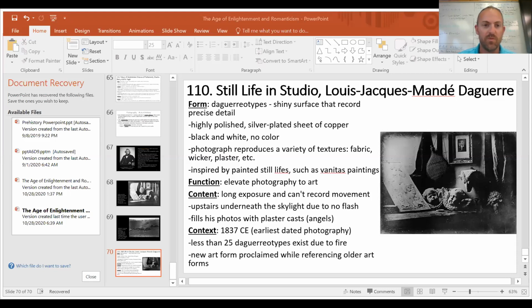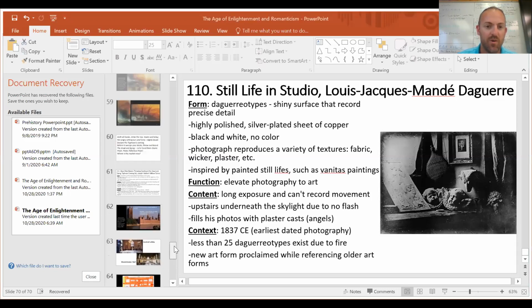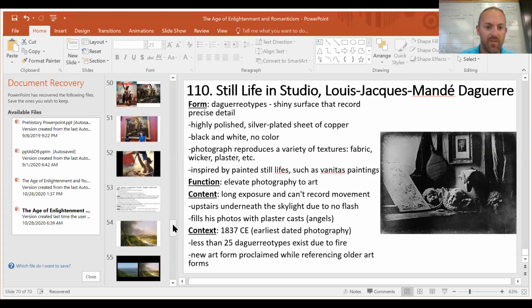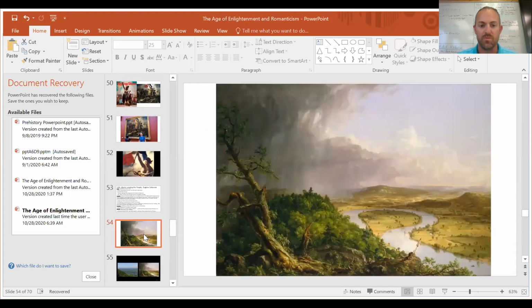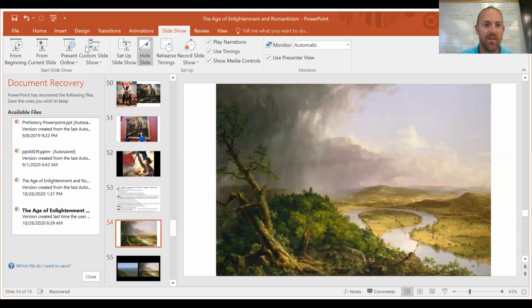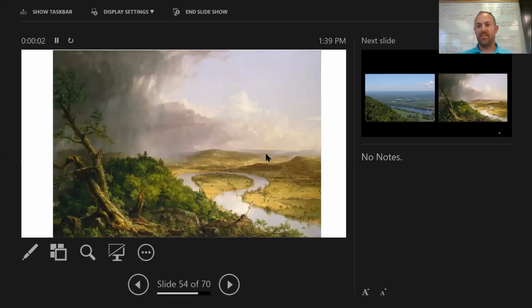So I'm going to move this over here. Today we're going to finish out Romanticism. If you remember, we've been looking at how Romanticism compares to the Renaissance, and how it's kind of a critique of neoclassicism, all that stuff.